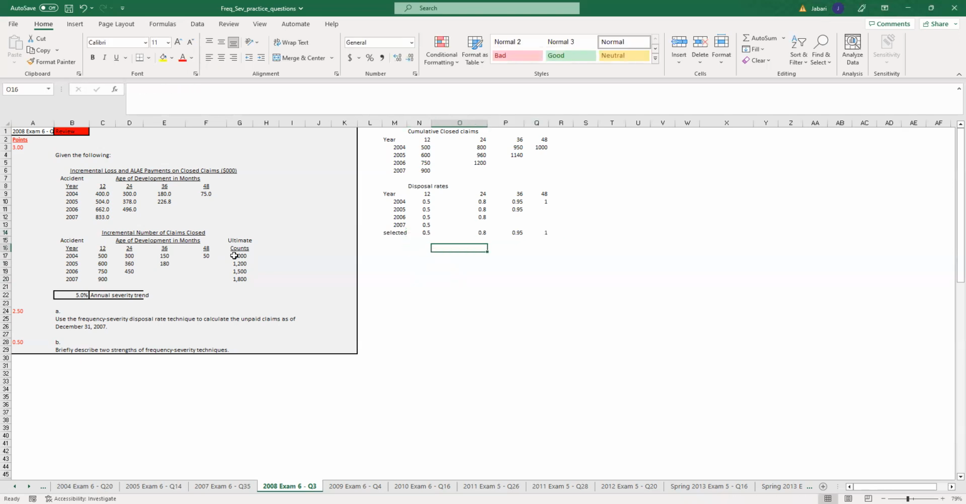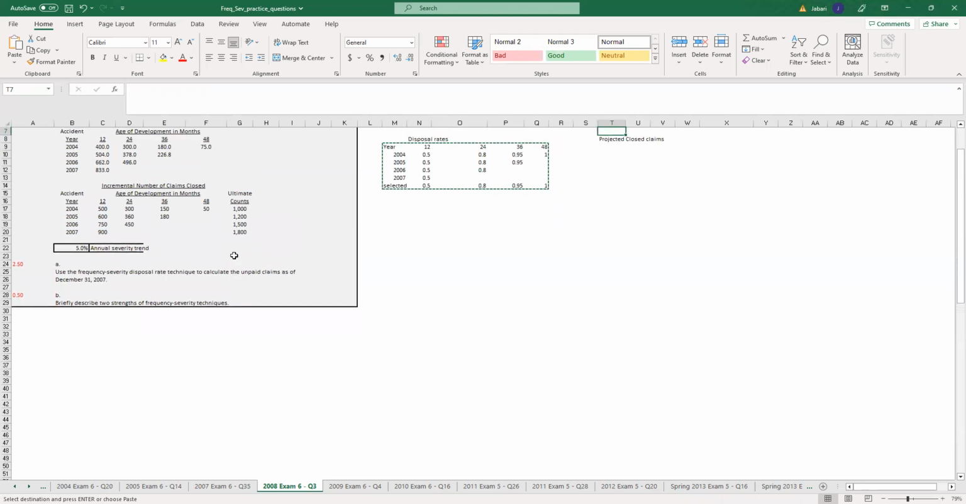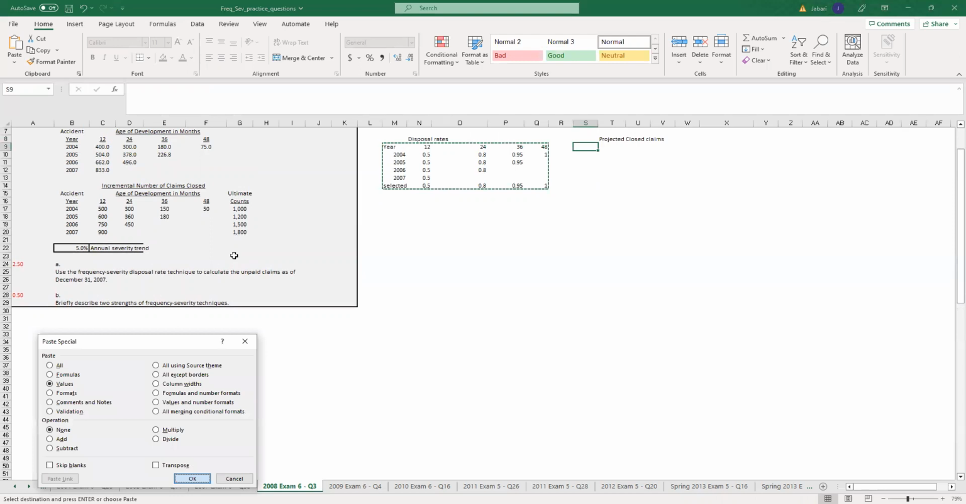All right, cool. So once we have the disposal rates, now we can project our claim counts into the future, incremental claims. So that's what I'm going to do here, because it is asking for the unpaid claims, so we don't really need to do anything else with this. But we do need all 4 years. So projected closed claims, and take this triangle right here. If that was my last attempt, which was incorrect, give it a second shot.